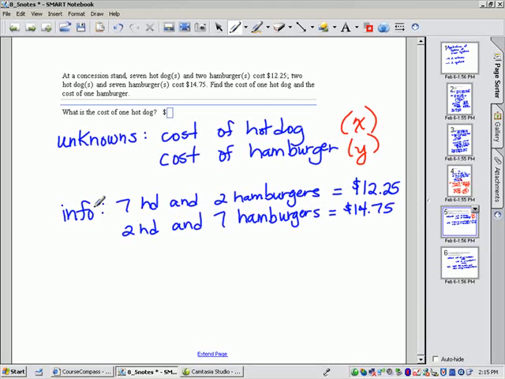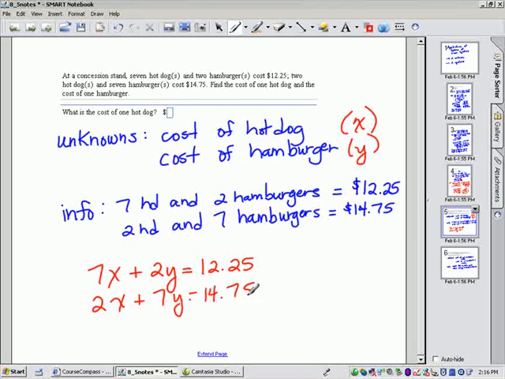The other thing that we know are two relationships. We know that 7 hot dogs and 2 hamburgers cost this. 2 hot dogs and 7 hamburgers cost $14.75. Do you remember whenever you buy multiple things, you get charged the quantity times the price per item. And to get the total cost, you add up all those things for each different item that you purchase. So if we buy 7 hot dogs, the cost of that would be 7 times x, and also 2 hamburgers, which is 2 times y, we get a total of $12.25. We buy 2 hot dogs and 7 hamburgers, we get $14.75.